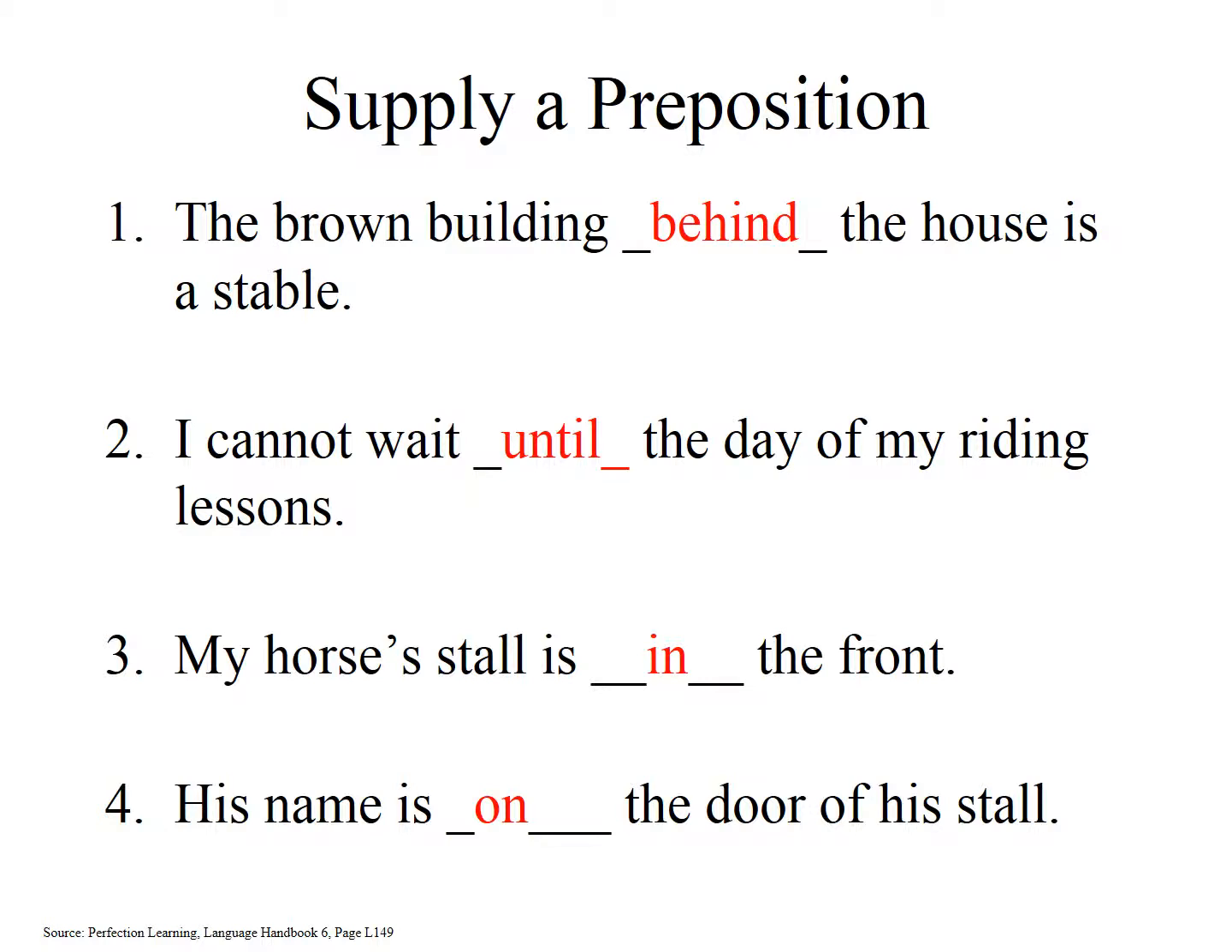The brown building behind the house is a stable. I cannot wait until the day of my riding lessons. The horse's stall is in the front. His name is on the door of his stall. Hopefully you matched some of these answers, and if not, you picked words that also completed the meaning of these sentences accurately. And if you were not successful on this, please do email me and I will be glad to help you out.